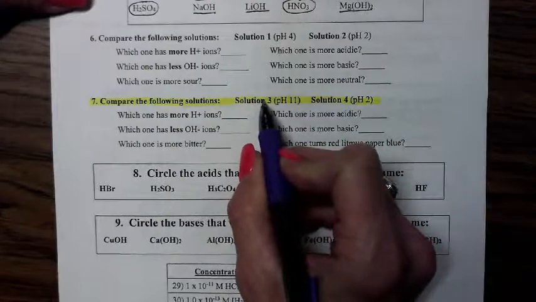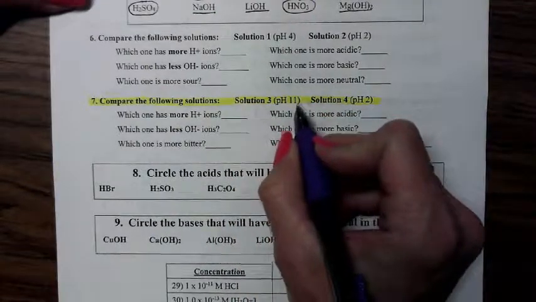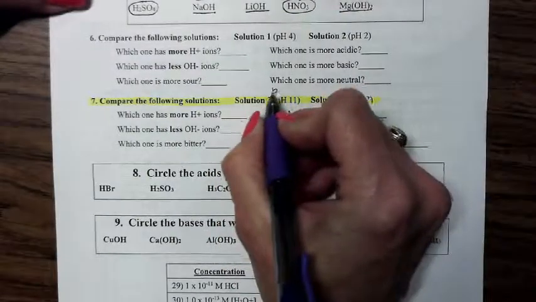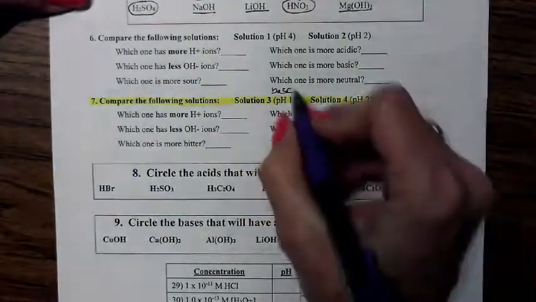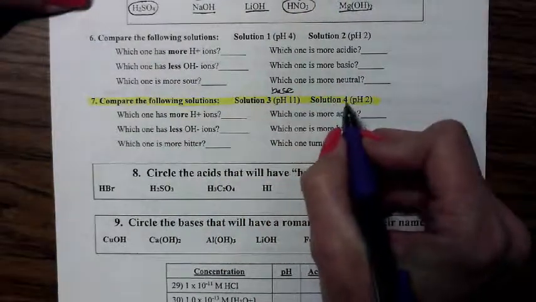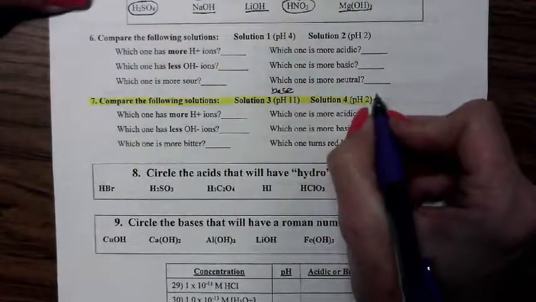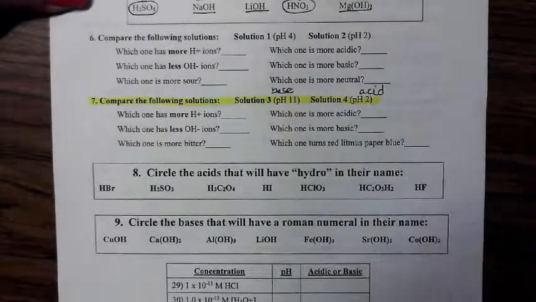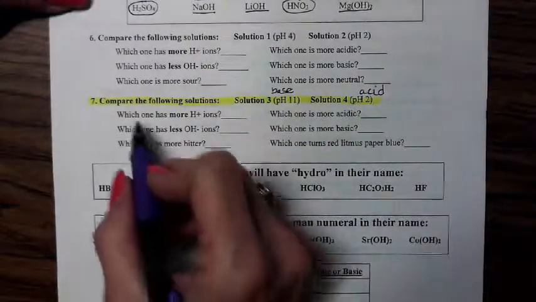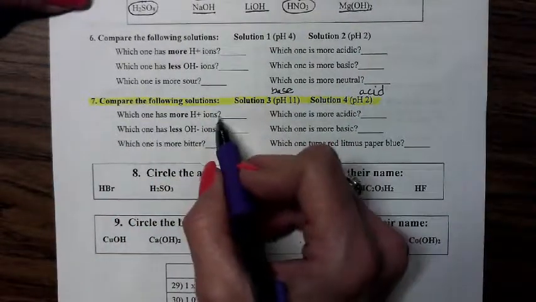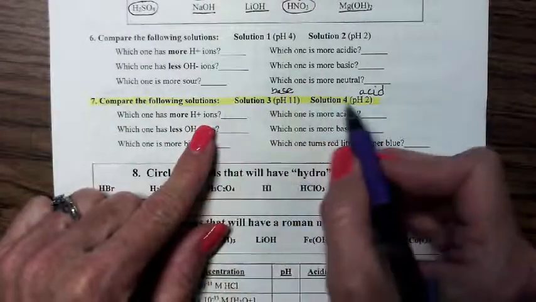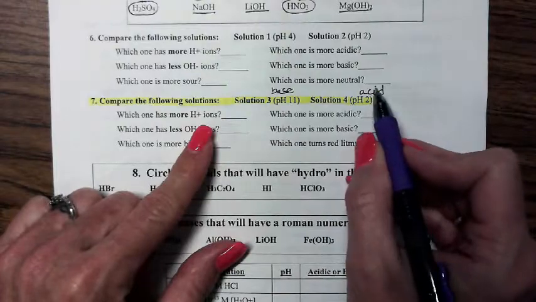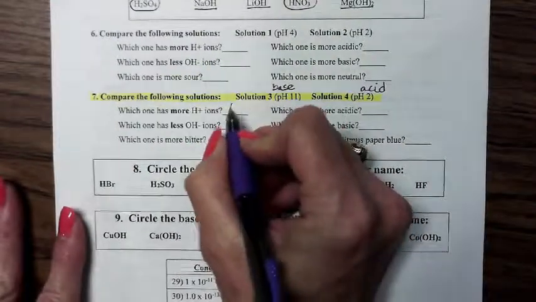For number 7, we're going to compare these two solutions. Solution number 3 has a pH of 11. That's a high pH, so that means it's probably a base. Solution 4 has a pH of 2. That is a low pH, so that is likely an acid. So which one of these has more hydrogen ions? Well, the definition of an acid is a substance that releases hydrogen ions in solution. So that is an acid.